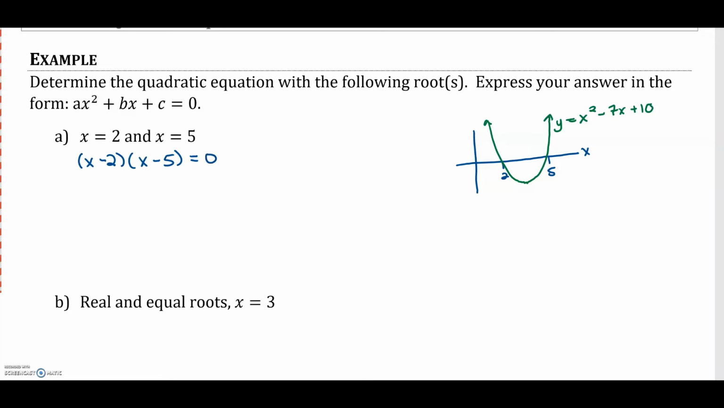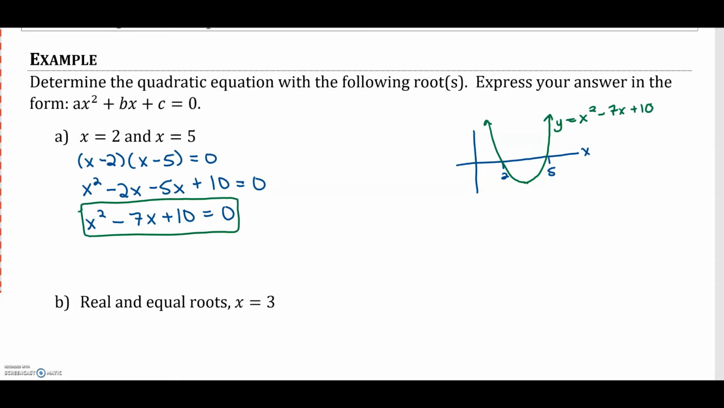So now we know that this is equal to 0, and we can expand the left-hand side to put it into the form ax squared plus bx plus c, and we get x squared minus 2x minus 5x plus 10 is equal to 0. Simplifying the left-hand side, we get x squared minus 7x plus 10 is equal to 0. Therefore, this is the quadratic equation with the roots x equal 2 and x equal 5.